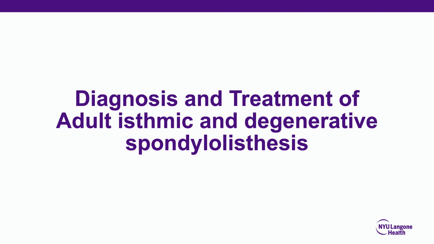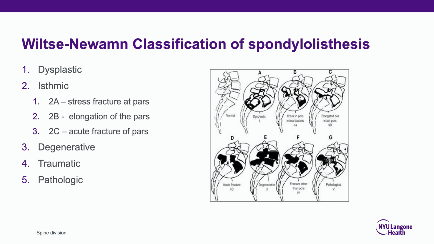Okay, let's talk a bit about diagnosis and treatment of the adult isthmic and degenerative spondy. The most commonly used classification for the etiology of the spondy is the Wiltse-Newman. It shows us that spondy can be dysplastic or congenital. It can be isthmic, meaning it can be a stress fracture of the pars. It can be an elongation of the pars, and it can be an acute fracture of the pars.